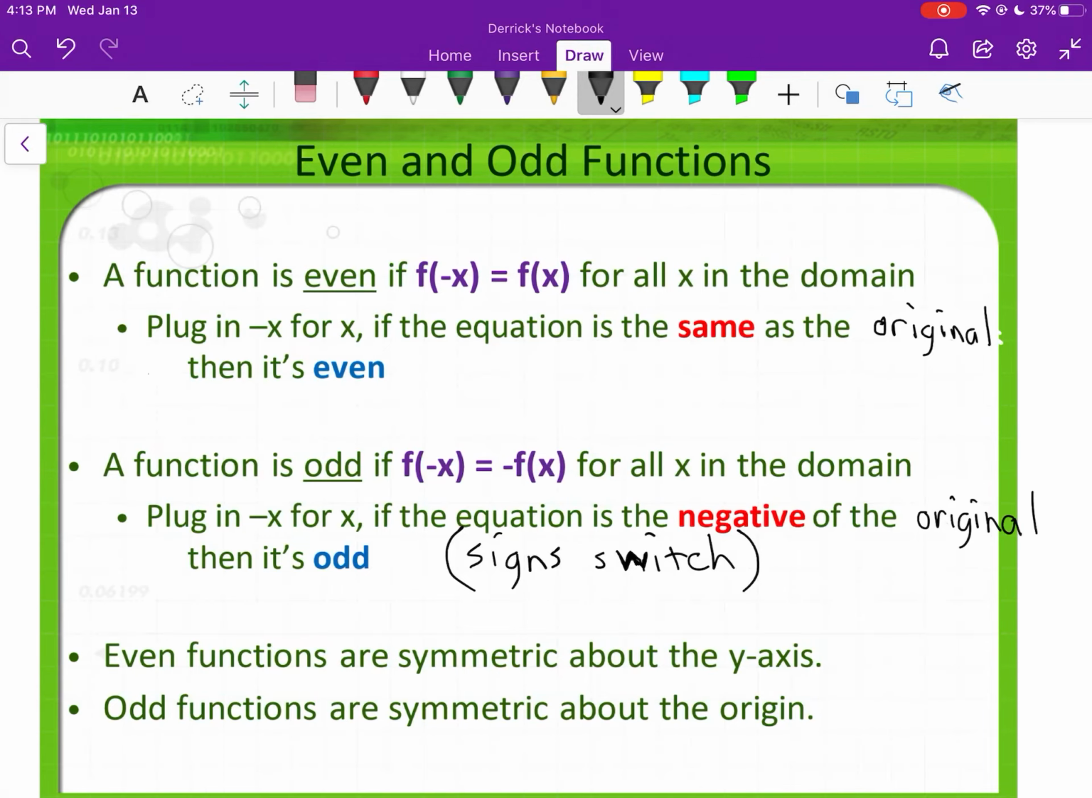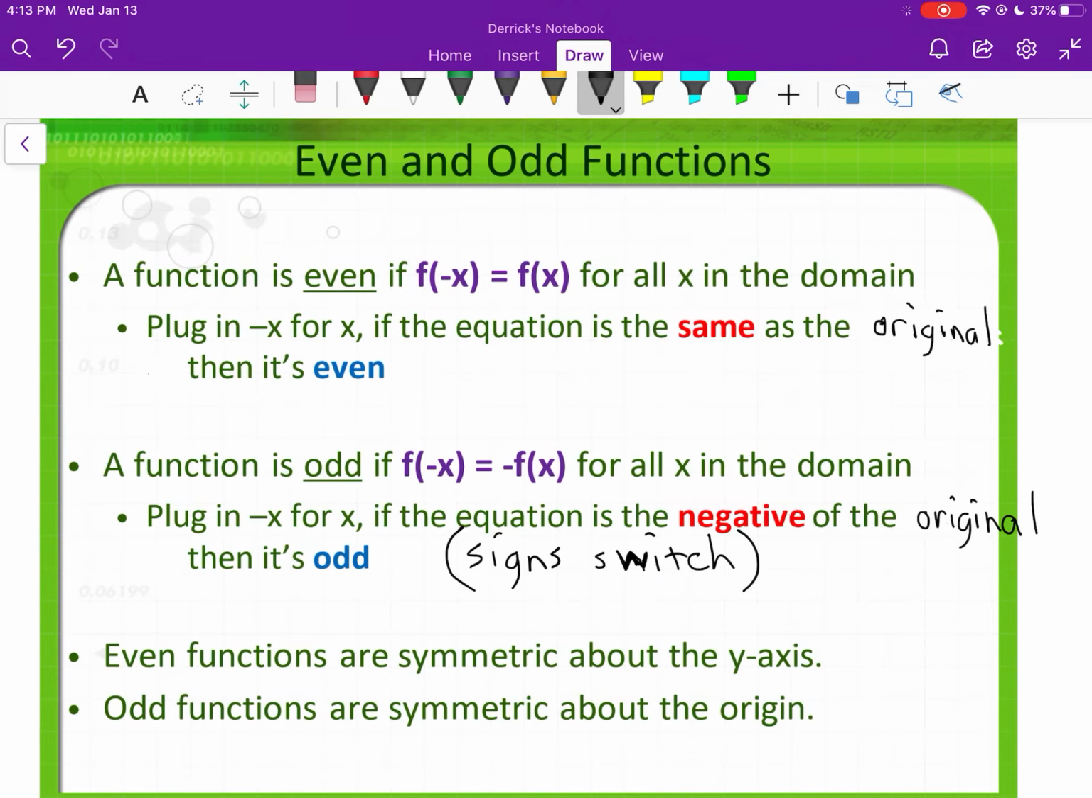Today we're going to be talking about even and odd functions, meaning we are going to be looking at a function and trying to classify it and determine whether we think it is even, odd, or it could be neither. Do understand, do recognize that not every function is even or odd. You could have some functions that are just neither.